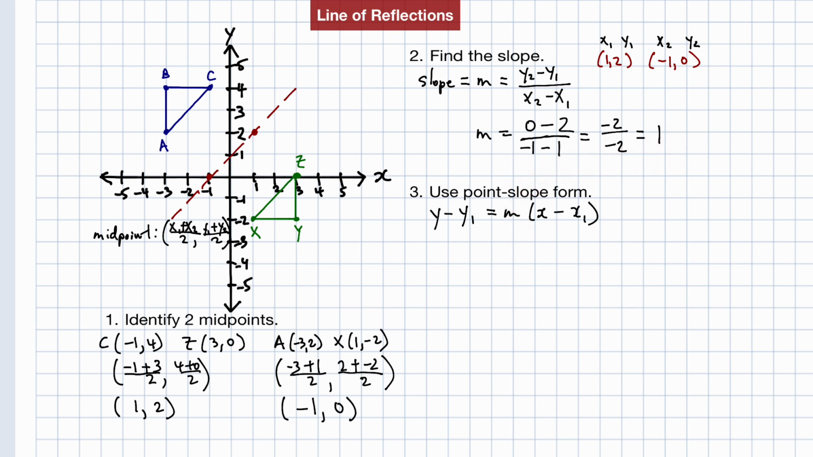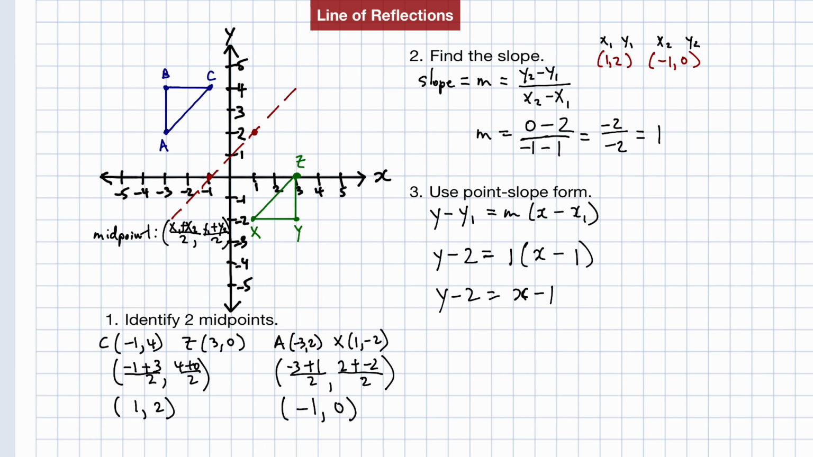Okay, so let's go ahead and insert the numbers. It's going to be y minus y1, which is 2, is equal to my slope, or m, that's 1, we just solved for that, times x minus x1. x1 is 1. Okay, so then this becomes y minus 2 is equal to x minus 1. Now what we need to do is put it in slope-intercept form.